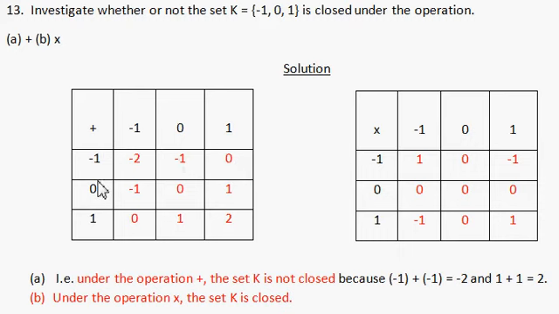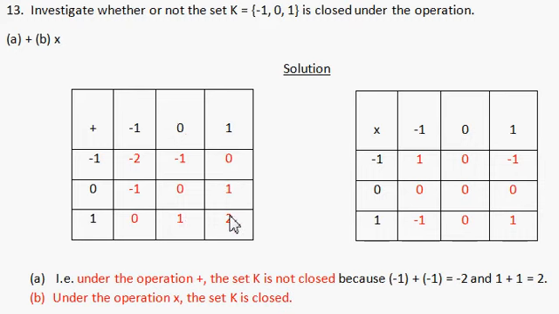Then we move to the next element, which is 0. We say 0 plus -1 is equal to -1, 0 plus 0 is 0, 0 plus 1 is 1. Then 1 plus -1 is 0, 1 plus 0 is 1, 1 plus 1 is 2.